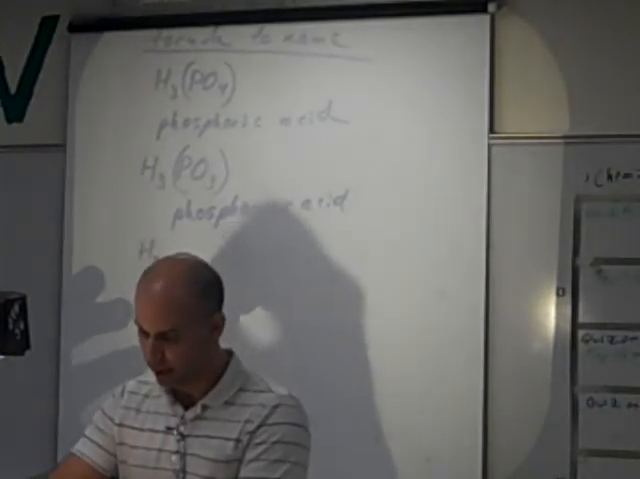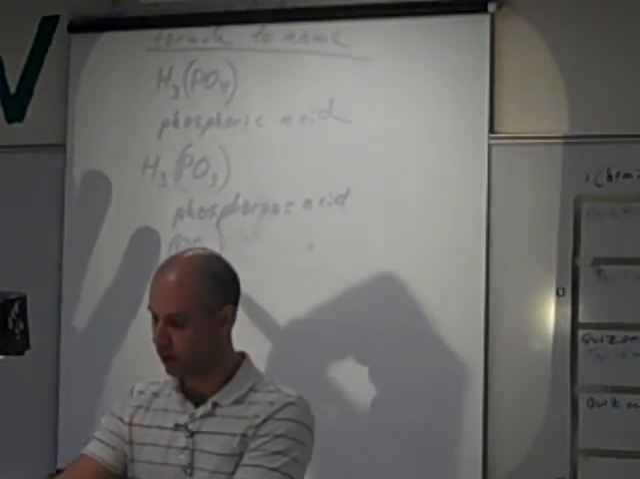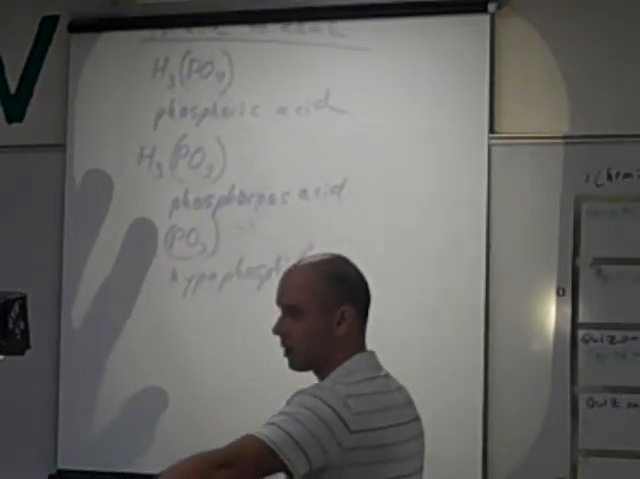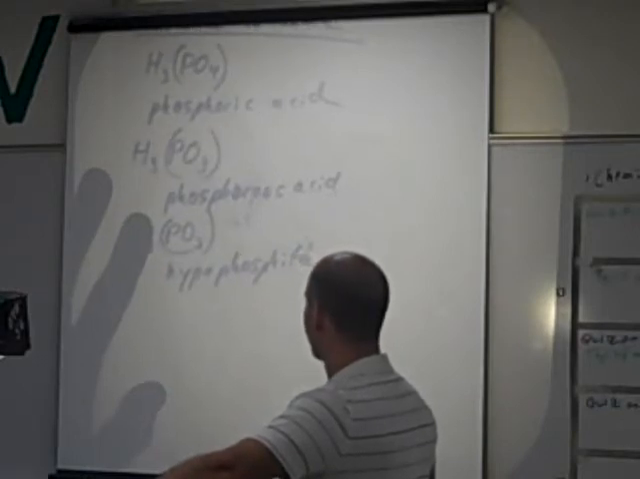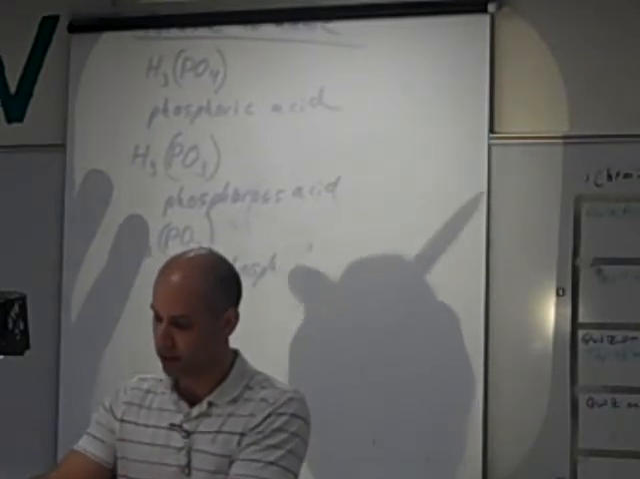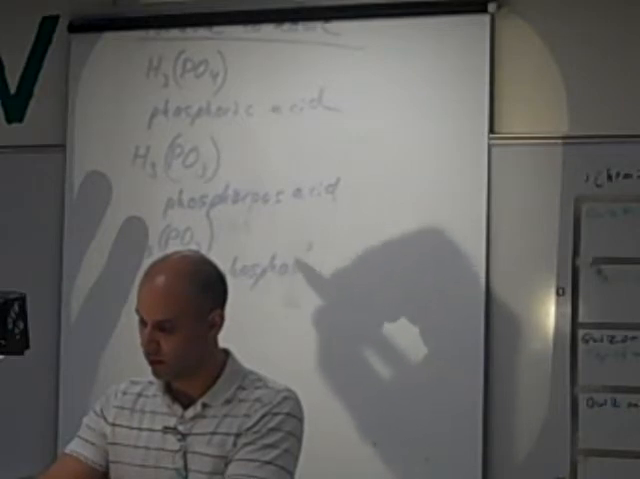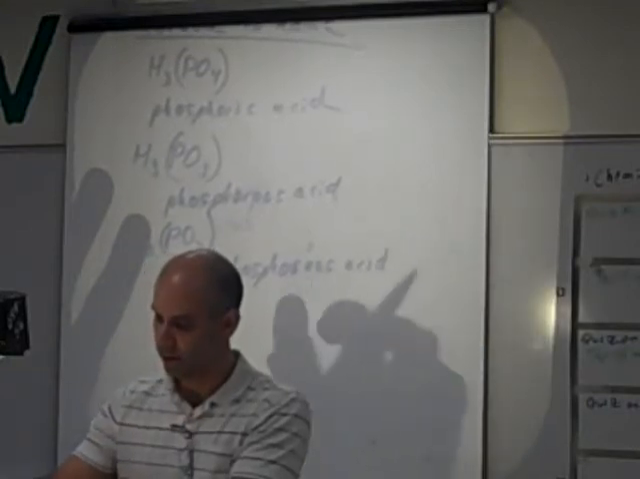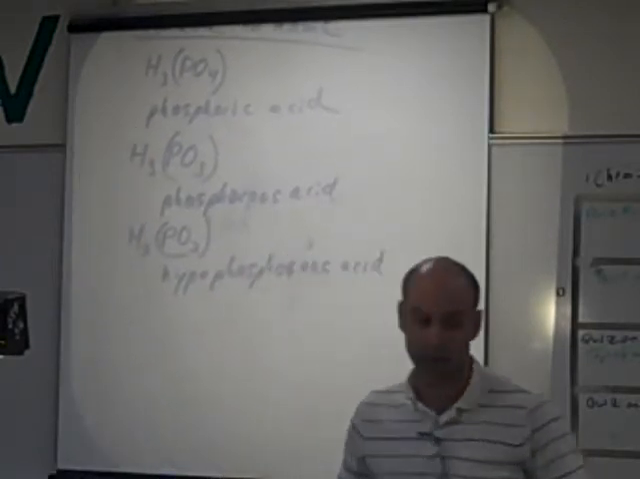And then it just continues on down the road. If we had PO2, that's hypophosphite. Again, if you don't remember how to name the anion part, Tegan, you can go to your appendix. So PO2, hypophosphite, becomes hypophosphorous acid. If it ends in ite, you change it to ous.